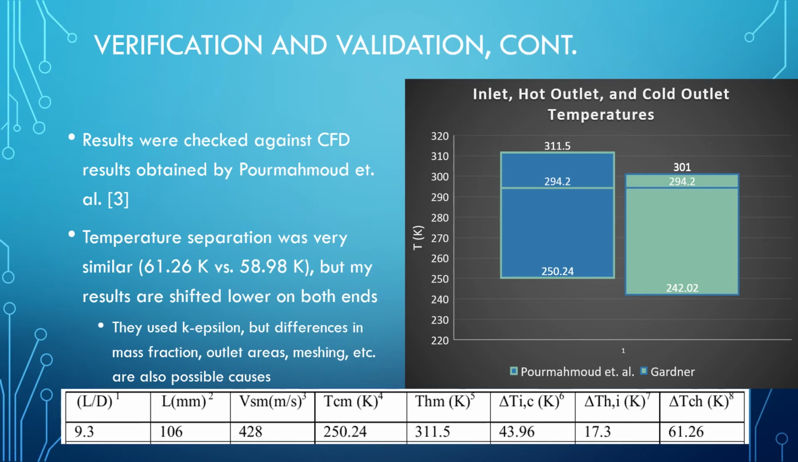They had about 61 degrees difference. I had about 59. My results are shifted a little lower on each end. And they used K epsilon, which again didn't work for me. So I'm not entirely sure. That could be a meshing thing, or some of those other geometric and pressure differences that I was talking about.